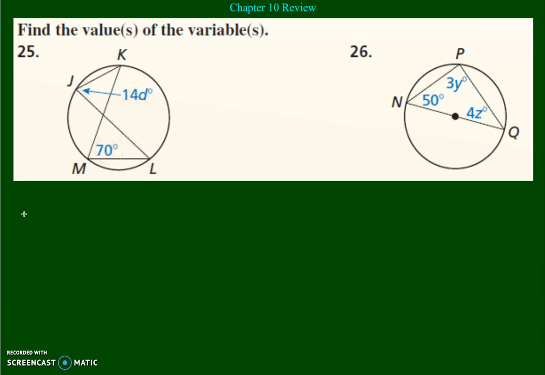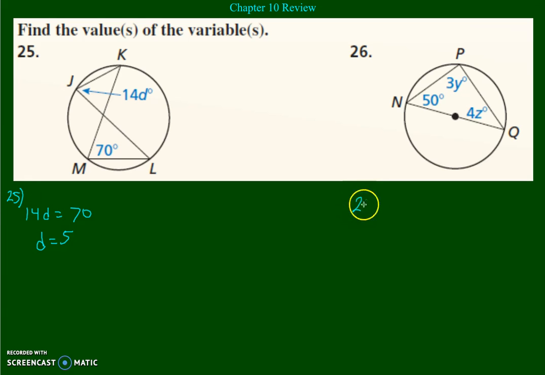And since we're looking for the value of the variables, we can say that 14D equals 70. Divide by 14, D equals 5. All right, now for problem 26. Let's go ahead and write 25 here just for kicks.